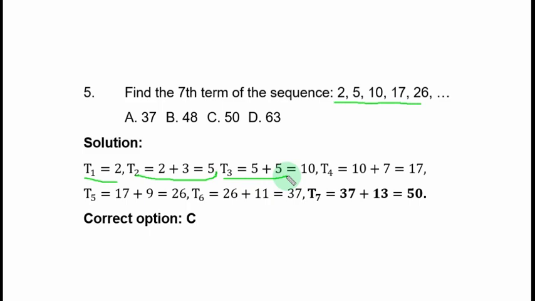You add 3, you add 5. So here you've added 7. So you keep on adding odd numbers. So 26 is the 6th term. So you need to add 11, and you have 37 for the 6th term. Then the 7th term is now 37. After 11, the next odd number is 13. If you add it, you have 50. The correct option is option C.